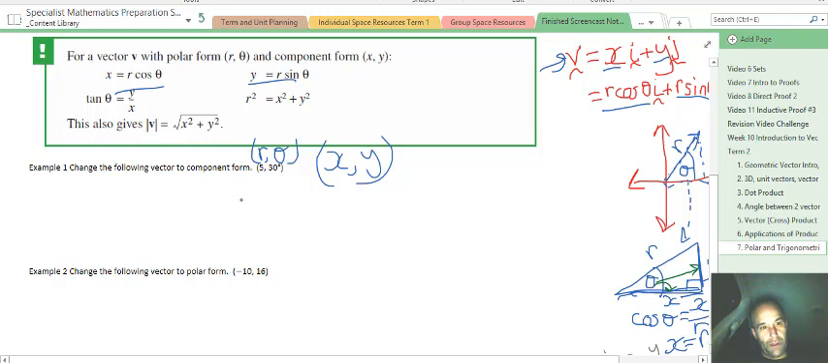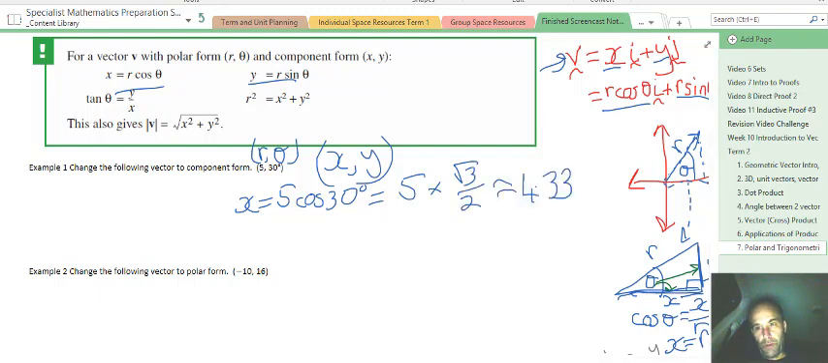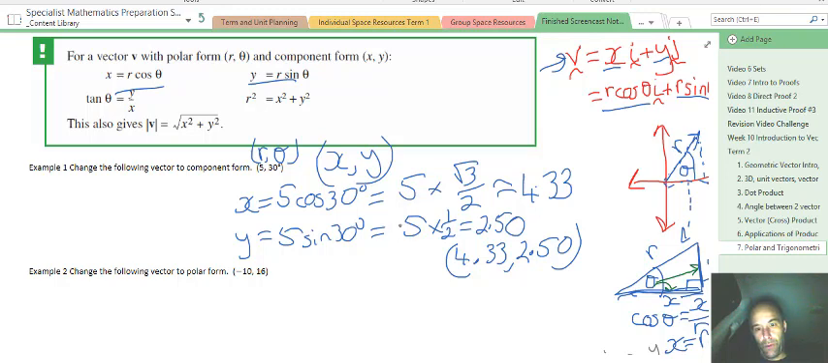So basically we need to find x first. So x is r times cos theta, which would be 5 cos 30, which is 5 times root 3 on 2, which is approximately equal to 4.33 if you take a decimal approximation. y is r sine theta, so that's 5 sine 30, 5 times a half, or 2.5. So in component form we have 4.33, 2.5. Or you could say 4.33i plus 2.5j.